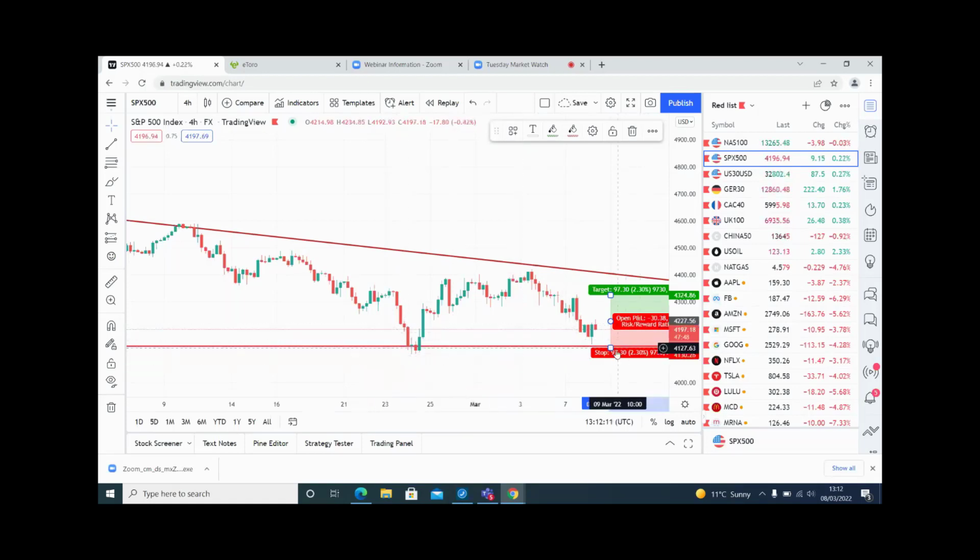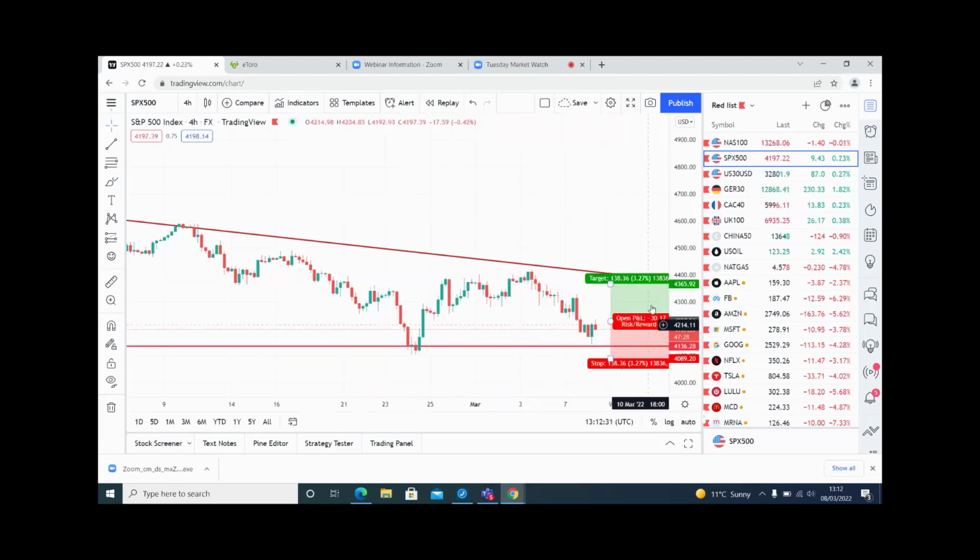So we have to bring this down a fraction. To about there is where our stop loss goes. So that's 3.27. Let me see, 3.3 there. And we have a one-to-one there at that particular point. But again, is it worth that risk to reward? Is it worth jumping in on the likes of that?